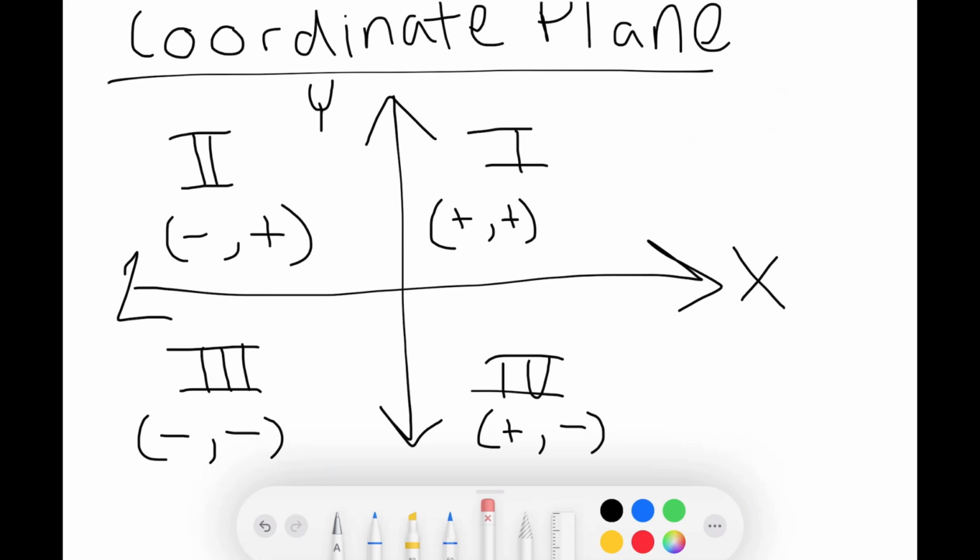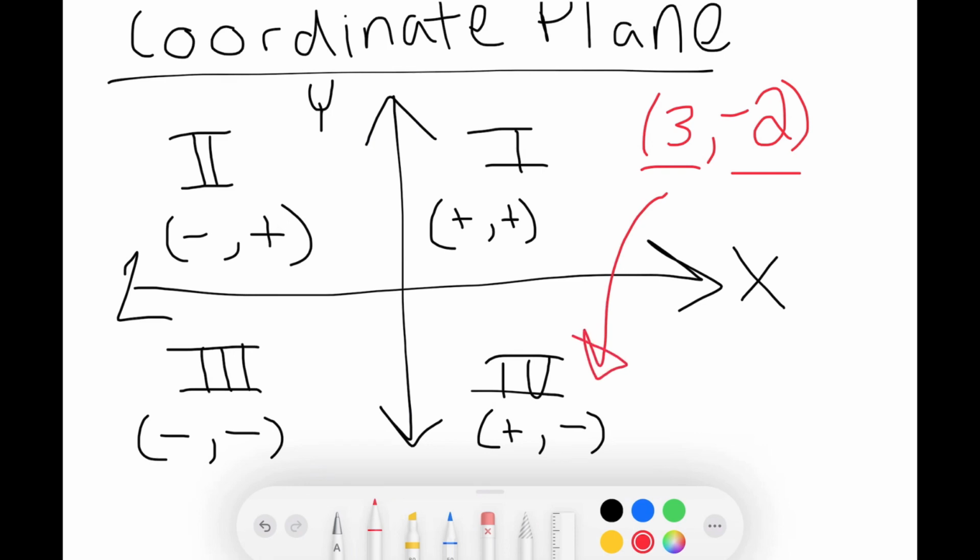Let's try one last point for today. Let's do (3, -2). Now if we look, the 3 is positive and the -2 is negative. So naturally it would belong in quadrant 4.